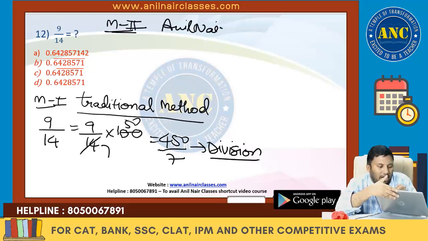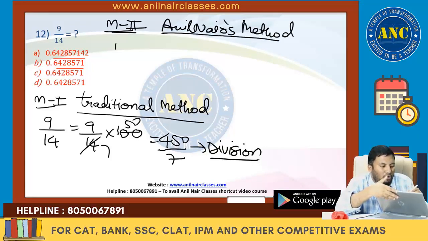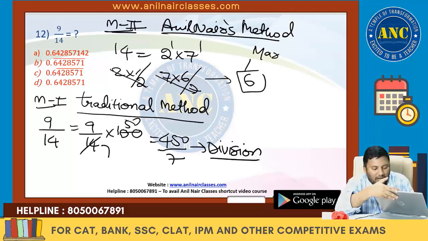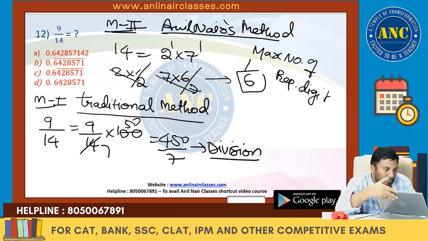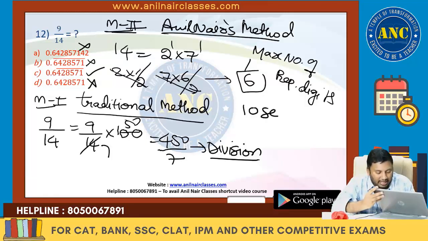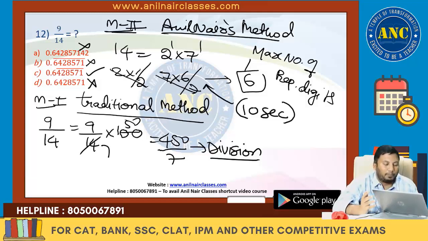Method 2, ANIL NAIR's method. If you ask me how I will solve this question: 14 is 2 into 7. 2 into 1 by 2, 7 into 6 by 7. 1 and 6, LCM is 6. Maximum number of repeating digits should be 6. Option is 3. This will take 10 seconds for computing.